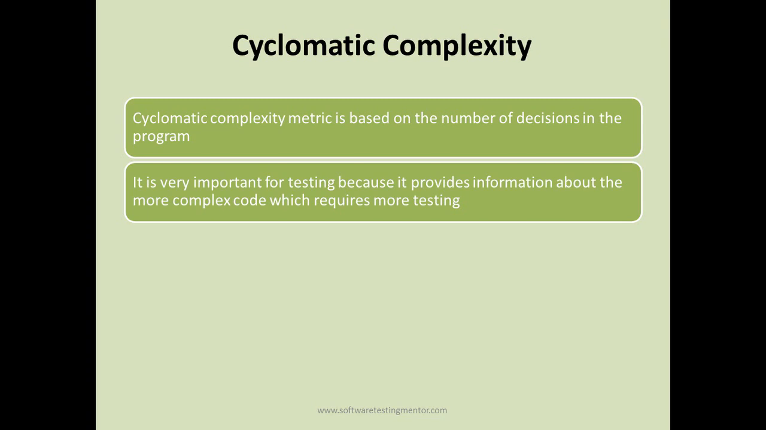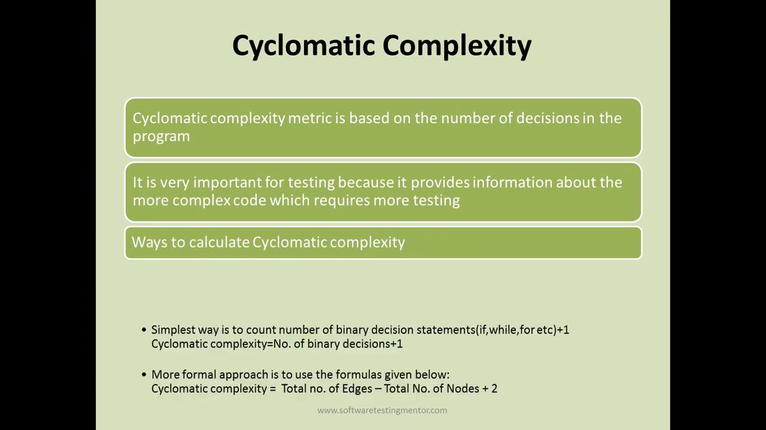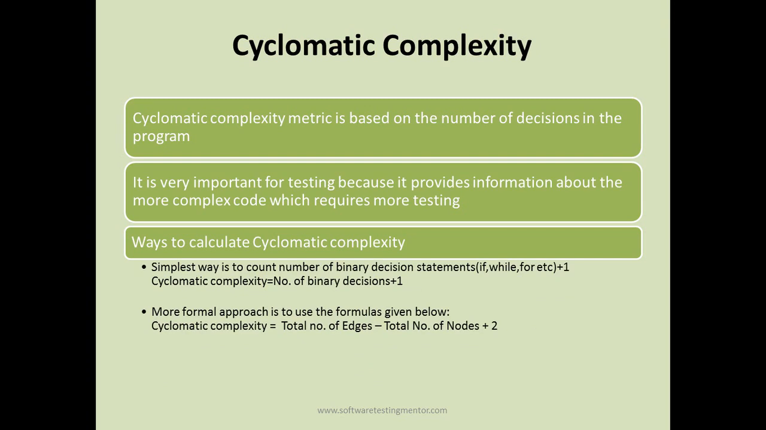So how do you calculate cyclomatic complexity? We'll see some formulas to calculate it. The simplest way is to count the number of binary decision statements like if, while, for, etc., and then add 1 to it. That's the simplest way to find out cyclomatic complexity for any module that you are testing.